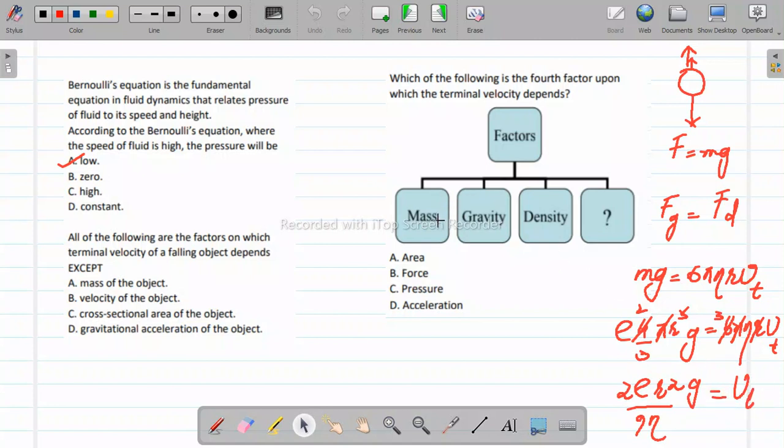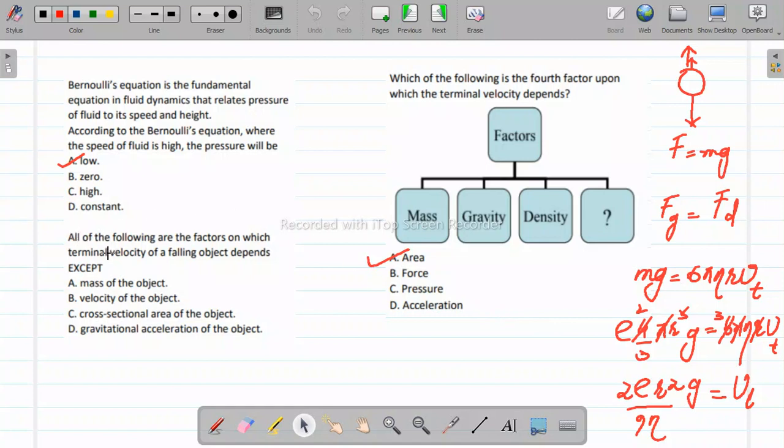Now you could see here they are saying it depends on mass. Of course it does not directly depend on mass, but it depends on density, right? And density is related to mass, we've seen here. So it depends on mass, it depends on gravity, it depends on the density of the object, and besides that it depends on area, because r square is the dimension of area, okay?